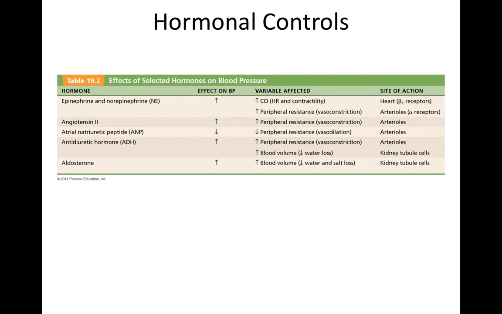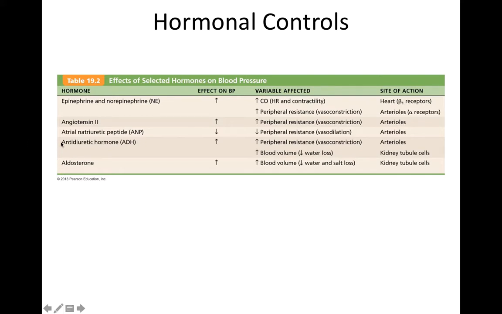So let's talk about these hormones. Starting with epinephrine and norepinephrine, the effect on blood pressure is to increase it, and it is going to do it on both sides of the equation. It increases your cardiac output and peripheral resistance. So this is a very powerful chemical. This is your sympathetic nervous response. So this is your fight or flight. And we've talked about the fact that fight or flight should not last forever. So again, this is not something that is designed to be long-term.